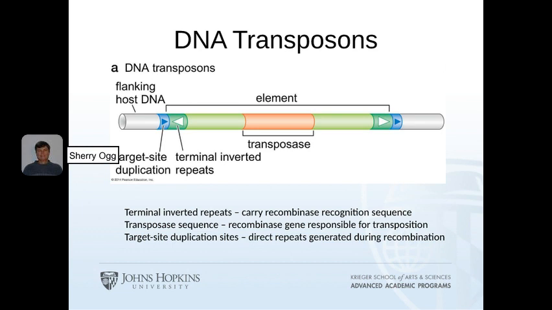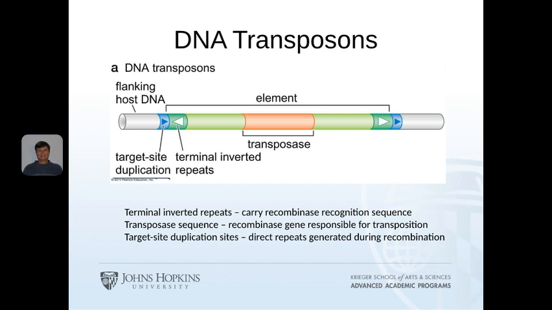This figure shows the DNA transposon element, which includes the terminal inverted repeats and the transposase gene. The terminal inverted repeats carry recombinase recognition sequences that are about 20 to 100 base pairs in length and allow for transposase recognition. The transposase is the enzyme responsible for transposition. Target site duplication sites are direct repeats generated during recombination.